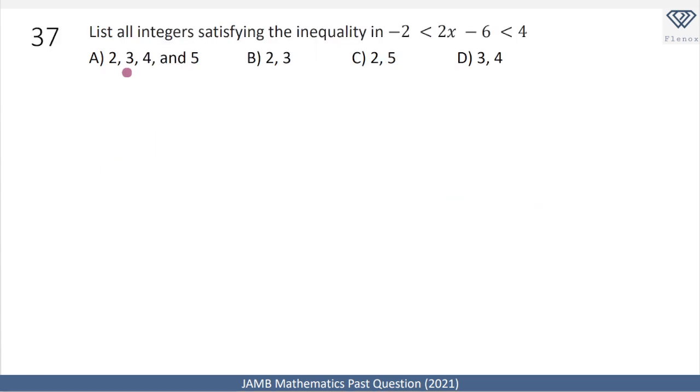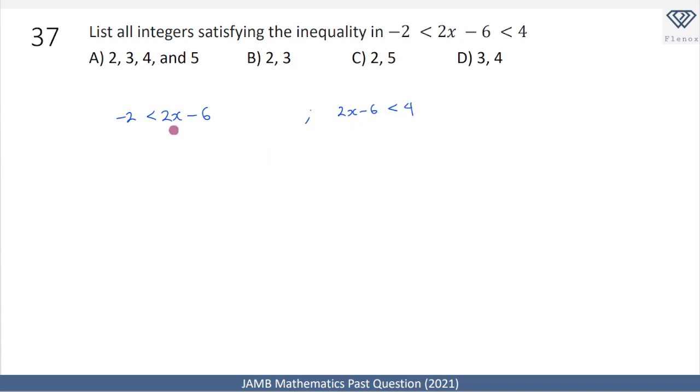Moving on to the next question, we are told to list all integers satisfying the inequality -2 is less than 2x minus 6, which is less than 4. The first thing you need to do is break this down into different parts. The first part says that -2 is less than 2x minus 6. The second part says that 2x minus 6 is less than 4.